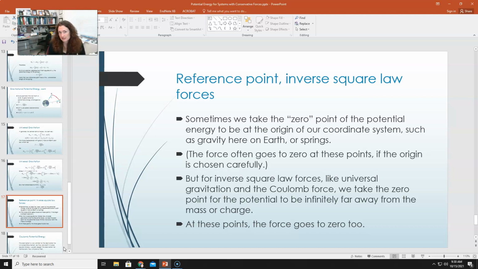In those cases, the force is only 0 when, for example, the particles are infinitely far apart. The force goes to 0 as the distance between the particles gets really, really large, and so the potential energy will also be 0 at those points. So the reference point for the Coulomb force, which is an inverse square law force, and the universal law of gravitation, where U is equal to 0 is chosen infinitely far away.